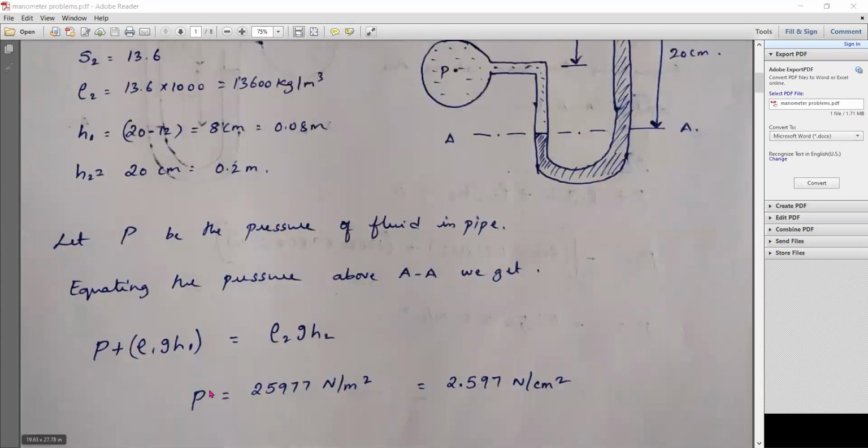Okay, so this is your answer. After substituting all the values, you'll get P equal to 25,977 Newton per meter square. You can keep it like this, or if you need it in centimeters, you can use that. No problem, you can keep it in meters only. If you have any doubt in this problem, please ask now only.